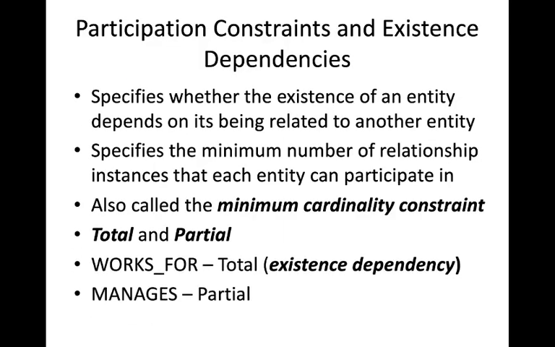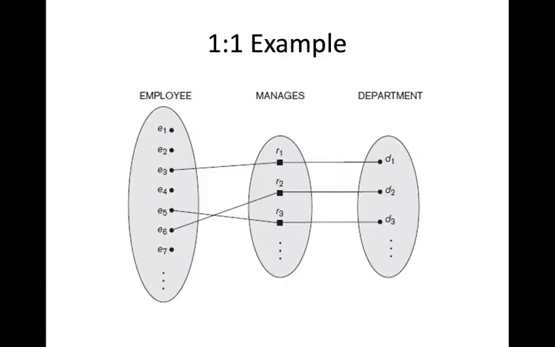Then the partial constraint is manages. Manages specifies a partial constraint. We will see the example for manages. This is partial, because not all employees can become managers. So here the employee side is a partial constraint. But the department side is total, because every department should have a manager. Here the employee side is partial, and the department side is total.